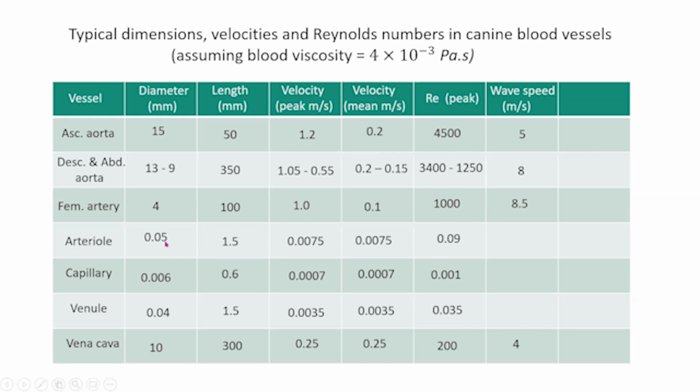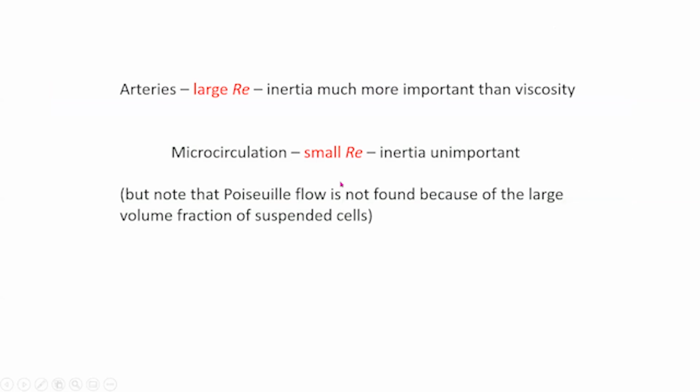In the microcirculation, the arterioles and the capillaries, they're much smaller with lower velocity, and the Reynolds number is much less than 1. So in arteries, the Reynolds number is large, and inertia is much more important than viscosity. Whereas in the microcirculation, the Reynolds number is small, and inertia is unimportant. But don't forget that anyway, you don't get Poiseuille flow in the microcirculation because of the large volume fraction of suspended cells.